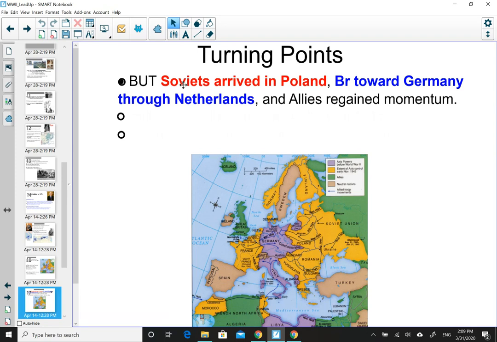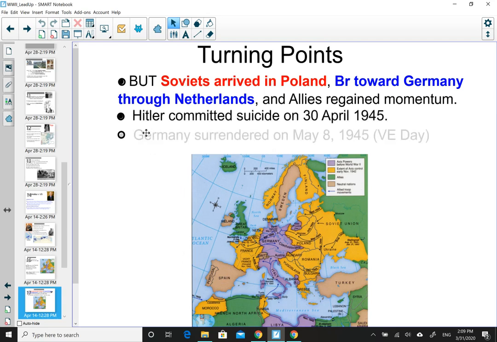After that, Hitler ended up committing suicide on April 30th, 1945, 2 weeks after FDR died of a stroke in the United States. Germany finally surrendered on May 8th, 1945, which from that time became known as VE Day, Victory Over Europe.